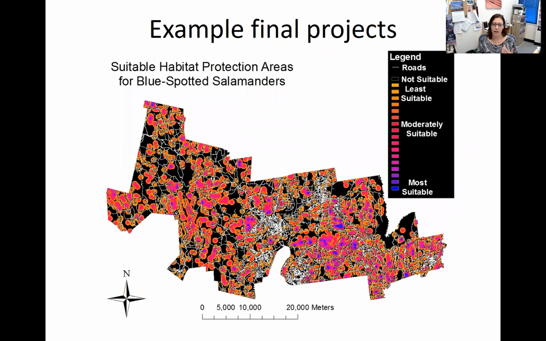So for example, this was a project that was looking at suitable habitat for blue spotted salamanders in Hampshire County, and was essentially a suitability analysis that included things like distance to roads, locations of vernal pools, and a few other layers that went into this analysis. So all of the data came off of Mass GIS, but there were multiple steps in terms of determining level of suitability for these critters.